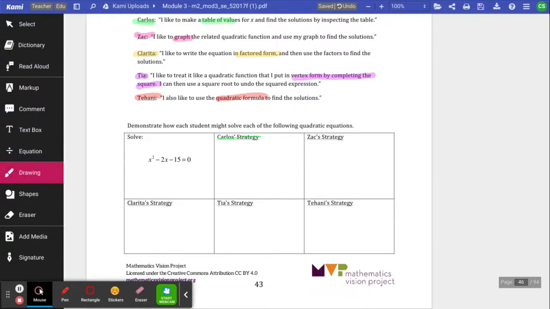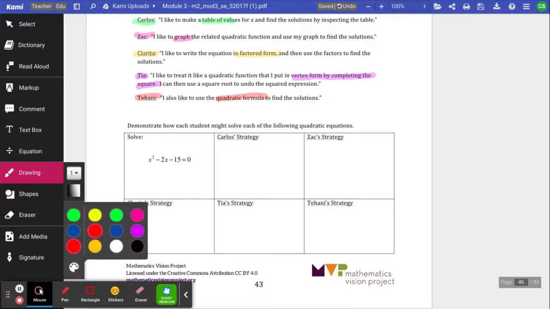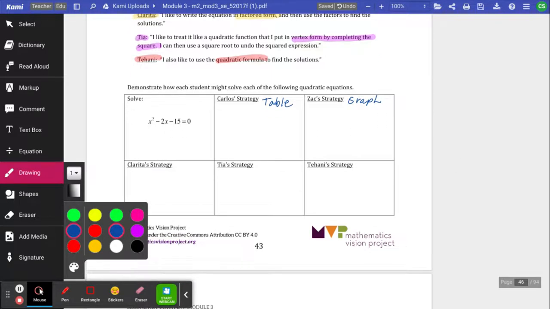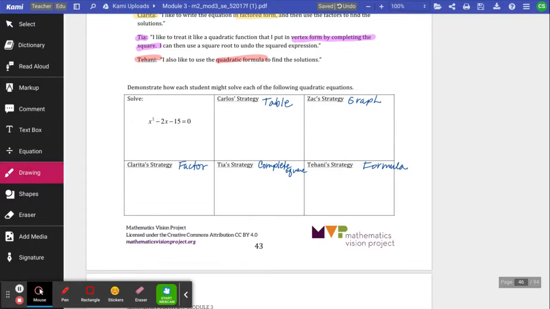So Carlos's strategy, the first one here, is making a table. Zach's is the graph. Clarita's is factoring and then solve. Tia's is completing the square. And Tehani's is the full formula. We're going to do all these methods on this one and just see what we think. So starting with Carlos's strategy, the table.